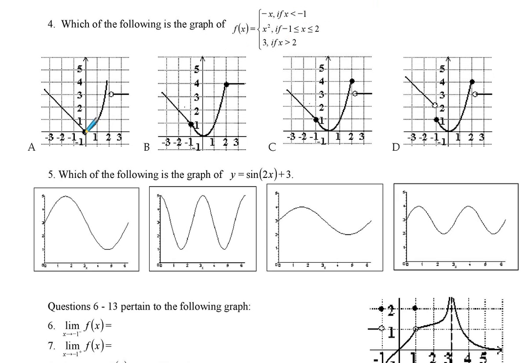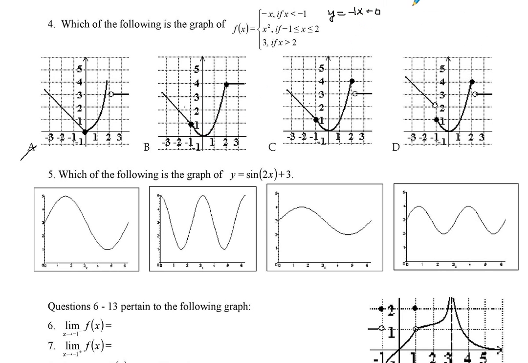So here, the change point between the graphs is 0 and 2, so that's out. Here the change point is negative 1 and 2. Okay, that's okay. Negative 1 and 2, negative 1 and 2. So these are possibilities. So now this is y equals negative x if x is less than negative 1. So y equals negative x is the same as negative x plus 0. So that's the line that has y-intercept 0 and slope negative 1.